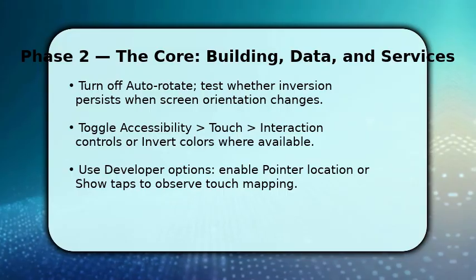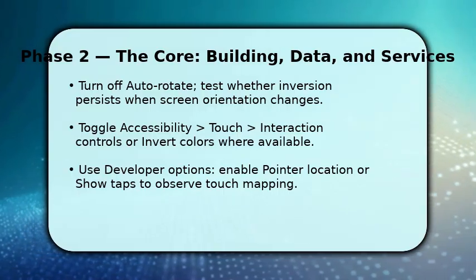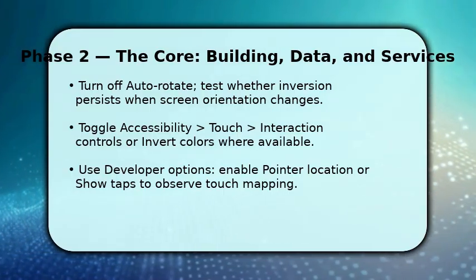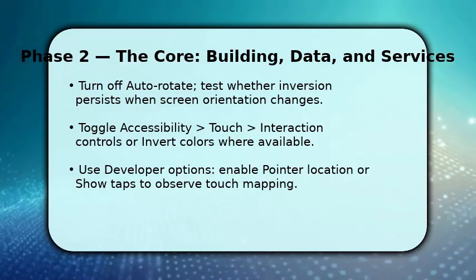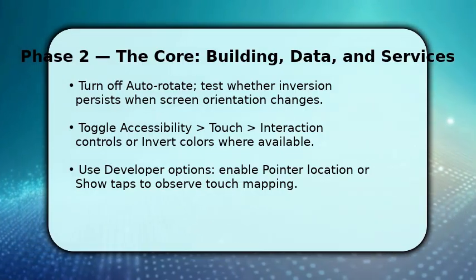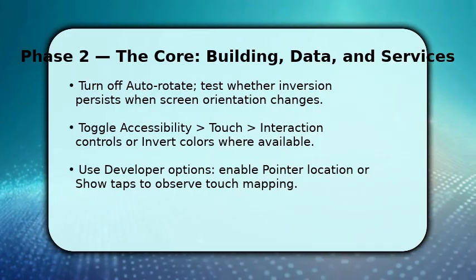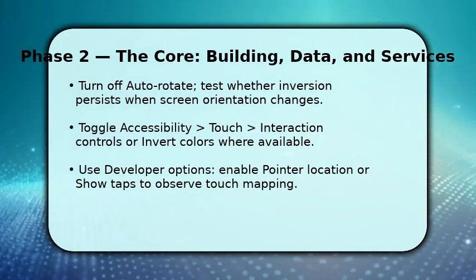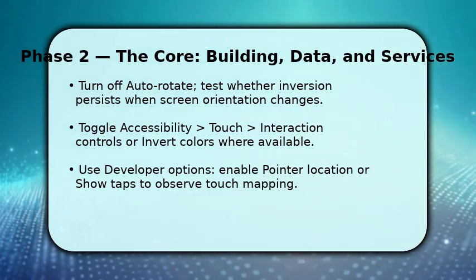Next, toggle accessibility touch options, interaction controls, touch and hold delay, or any invert input toggle to see if behavior changes. If nothing helps, open developer options and enable pointer location. Watching the pointer path shows whether touch coordinates are.